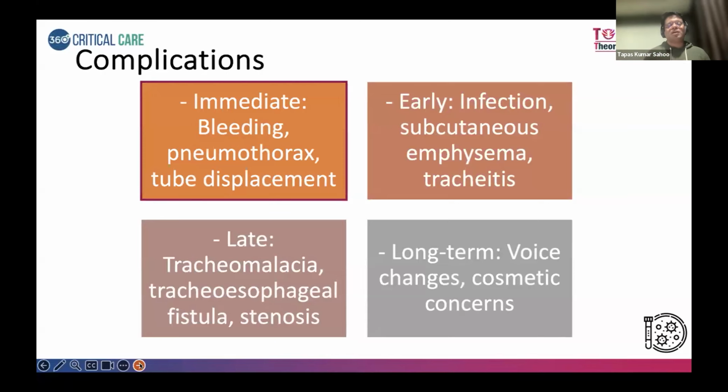Next day when you are coming for the round, there is no subcutaneous emphysema. Tracheitis, infections, inflammation. Late would be tracheomalacia, fistula, stenosis. Long term, definitely there would be some patients where you will be getting voice change, or there would be some cosmetic concerns that will also be there.